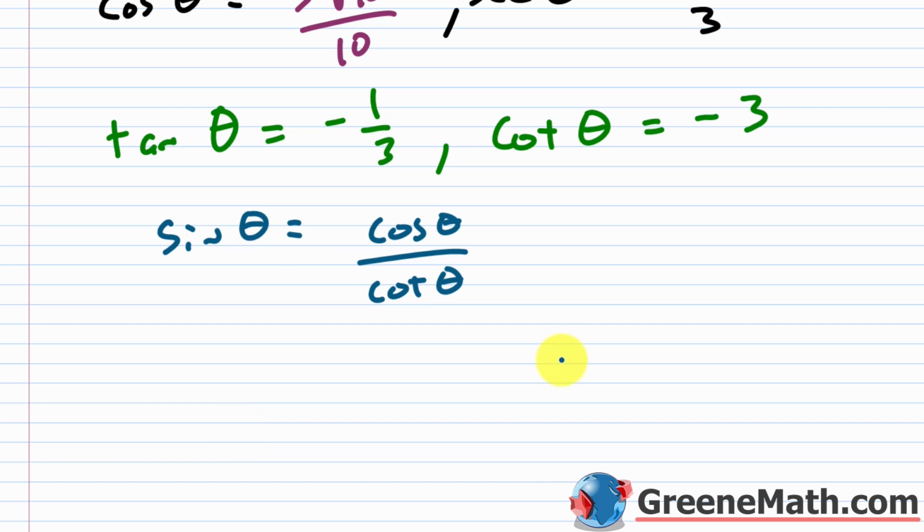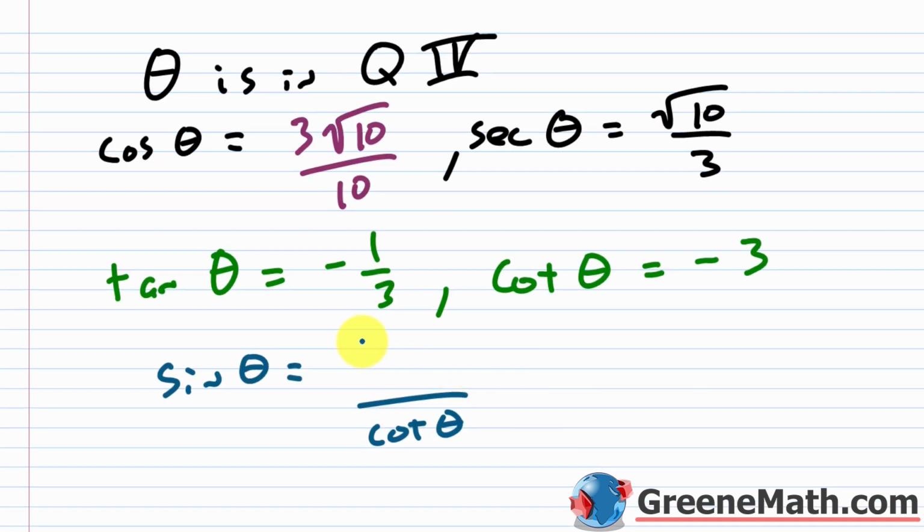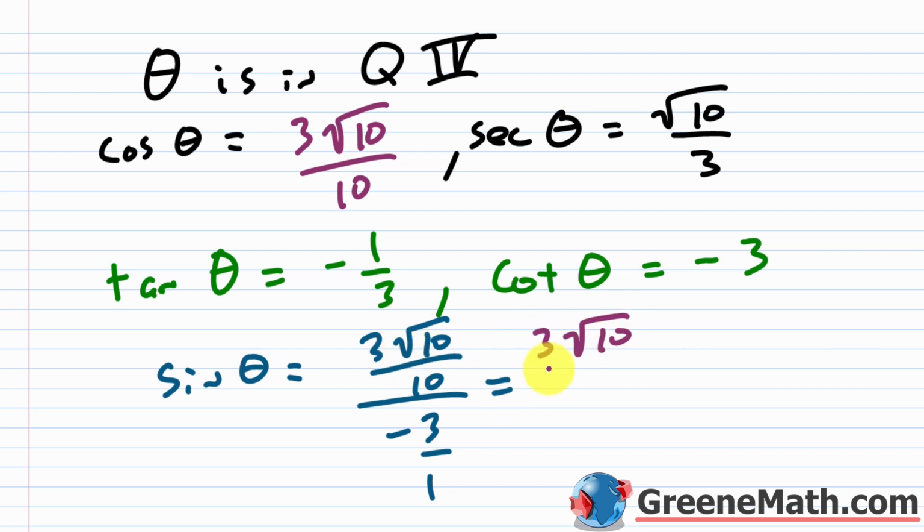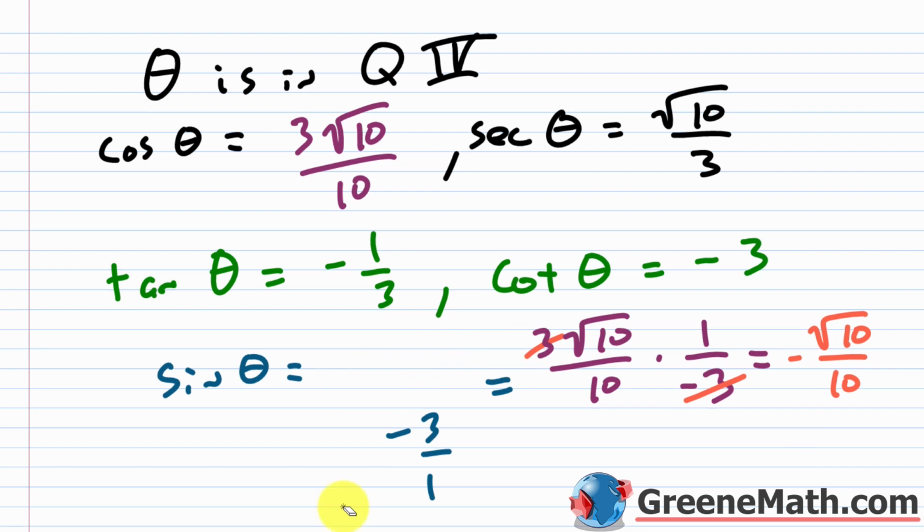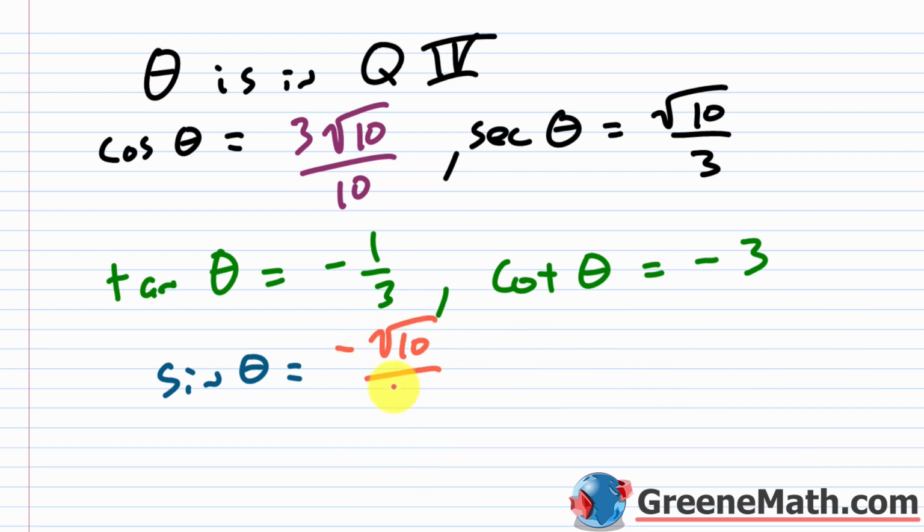So the cosine of theta is going to be 3 times square root of 10 over 10. The cotangent of theta is negative 3. Let's just write that as negative 3 over 1. So this equals, we're going to keep this guy the same, 3 times square root of 10 over 10. I'm going to take the reciprocal of this guy, so this is times 1 over negative 3. So we'll cancel this with this. And basically what I'm going to have is negative square root of 10 over 10. Okay, so negative square root of 10 over 10. So that's my sine of theta.